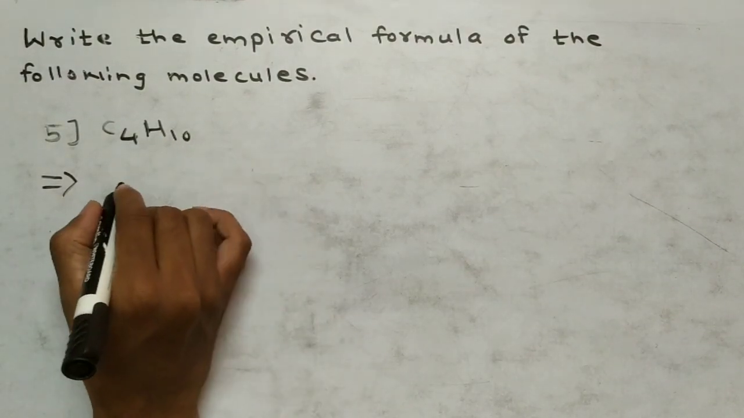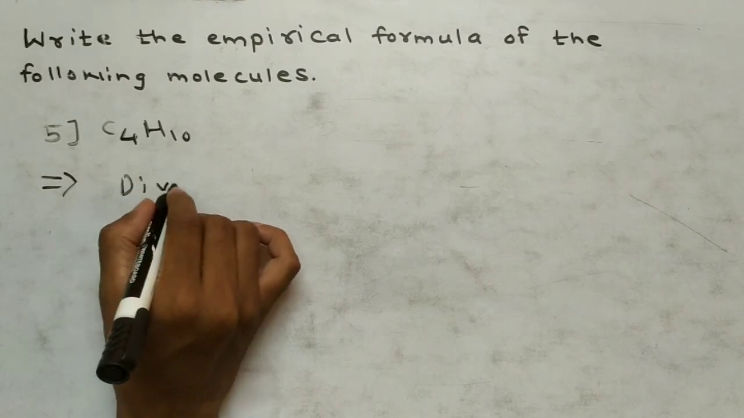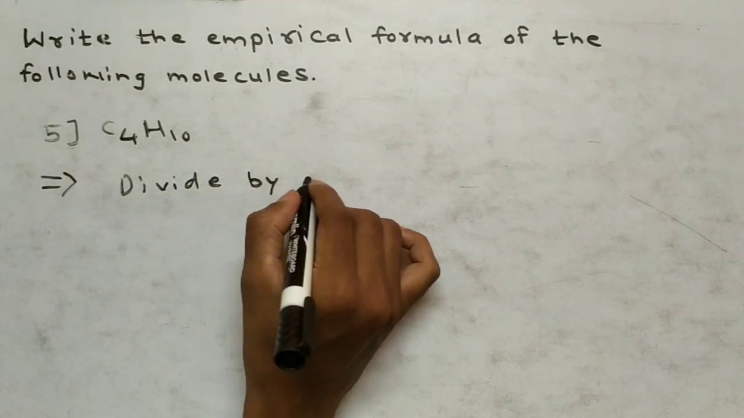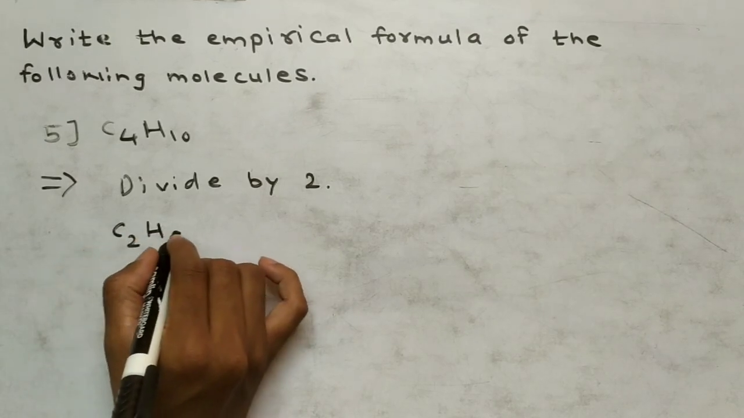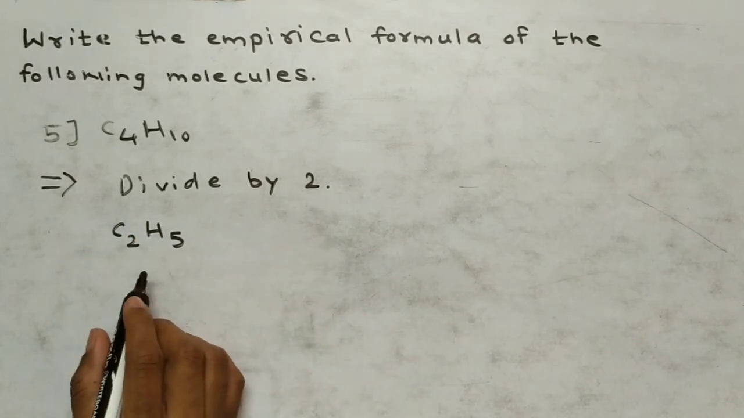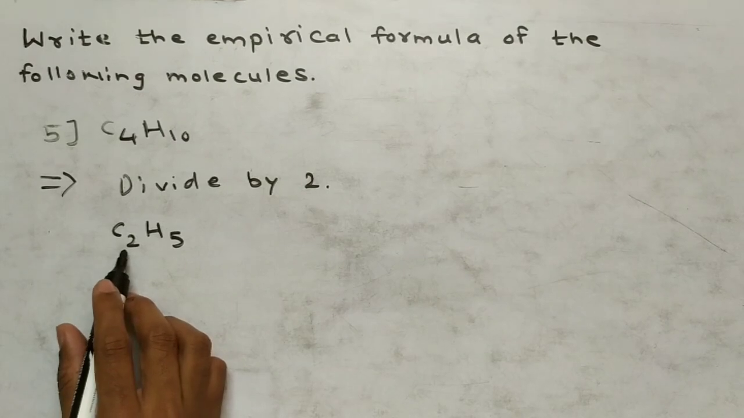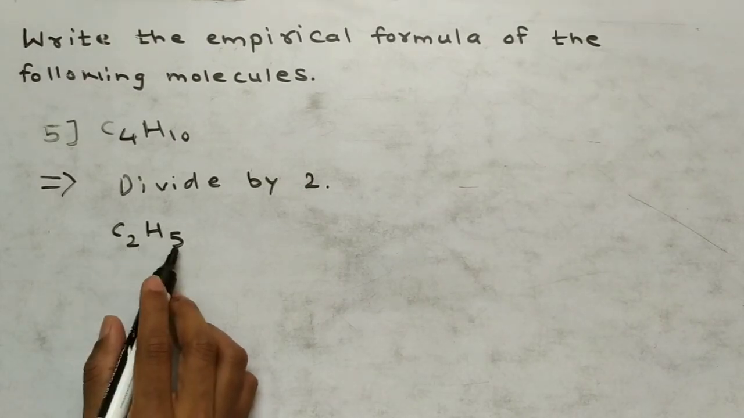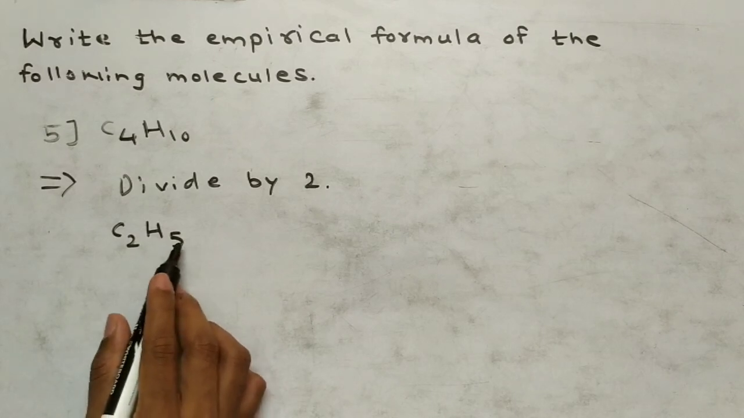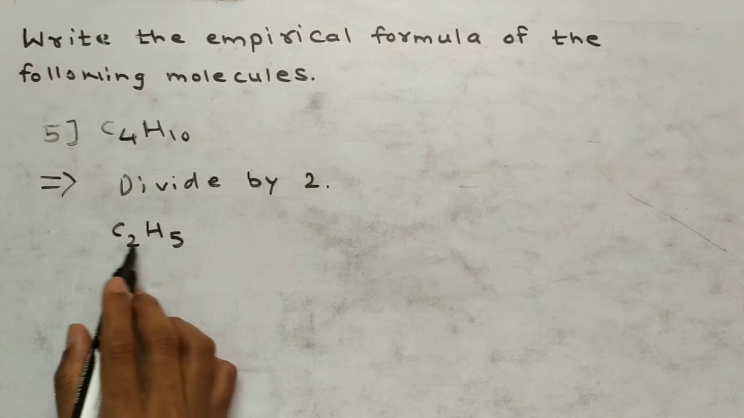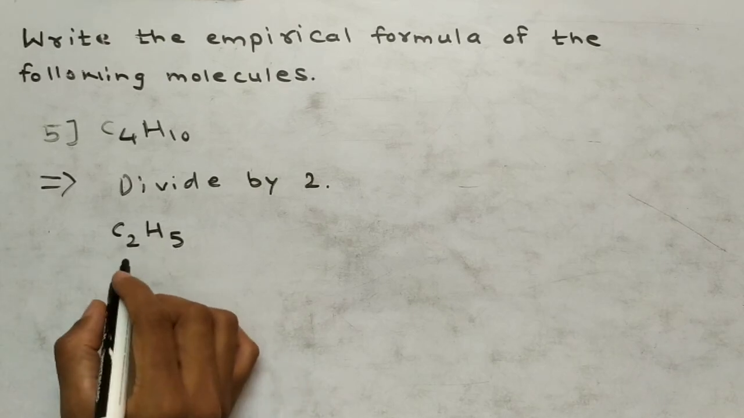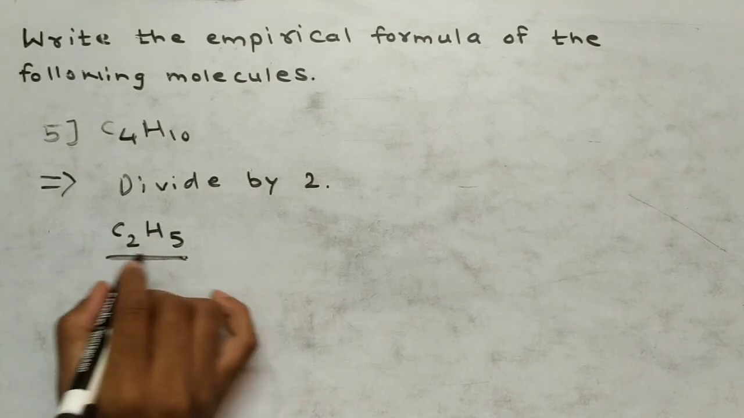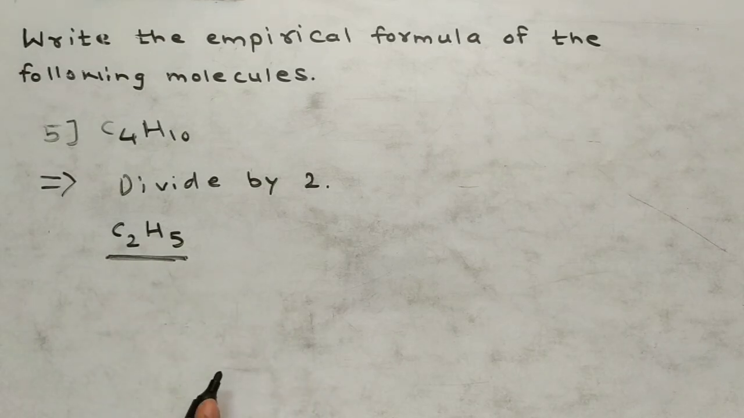If you'll see, so I will just write divide by 2. So we'll get C2H5. Now again if we try to divide these 2 and 5 by 2, we'll get 2.5 for this 5 after division. So these are the smallest possible whole numbers for this formula, so 2 and 5. So our empirical formula will again be C2H5.